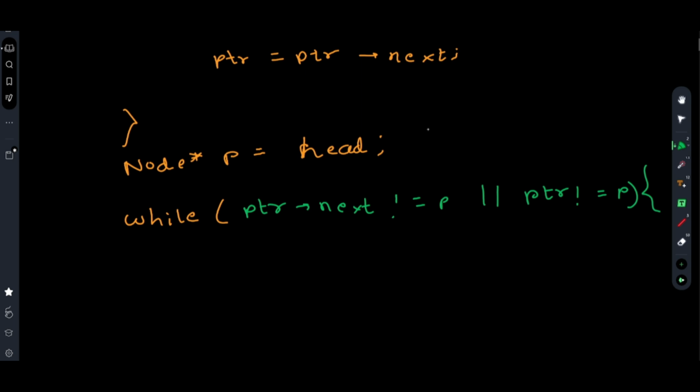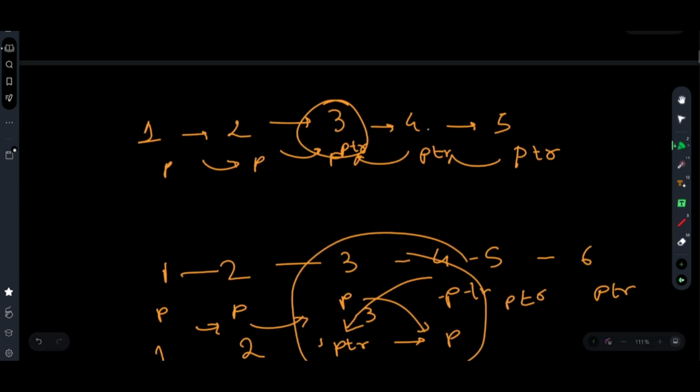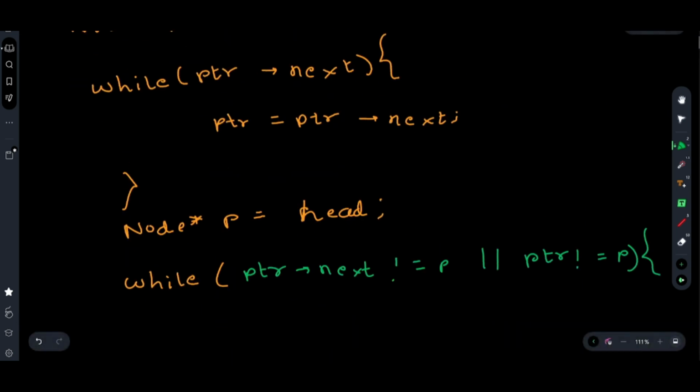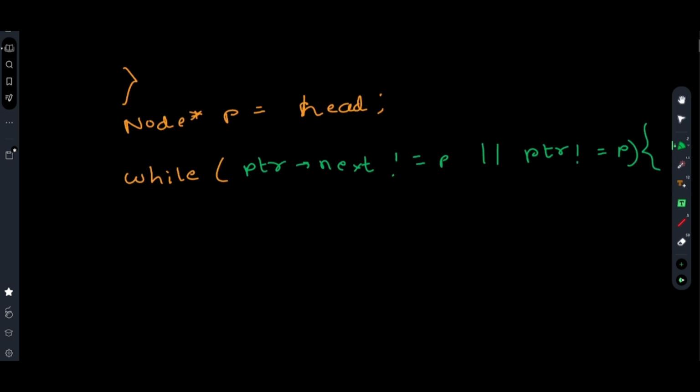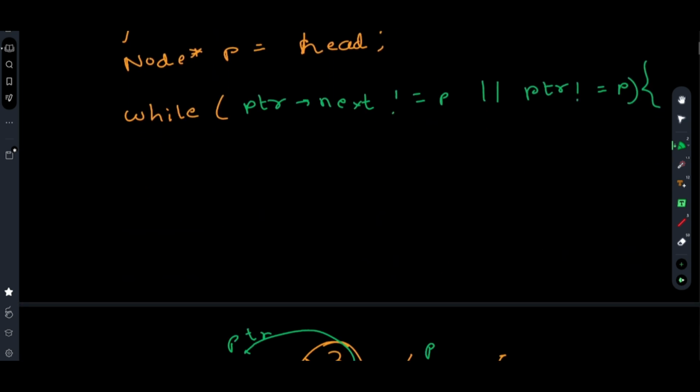In fact, you can simply write PTR arrow next not equal to P, because after the situation, what will happen? We can swap 3 with 3, it doesn't matter. After the situation, PTR will come here and P will come here. So you have to keep these two conditions: while PTR arrow next not equal to P or PTR not equal to P, one of them can happen at a time, or both of them can happen simultaneously. So while these are not true, you will do what?